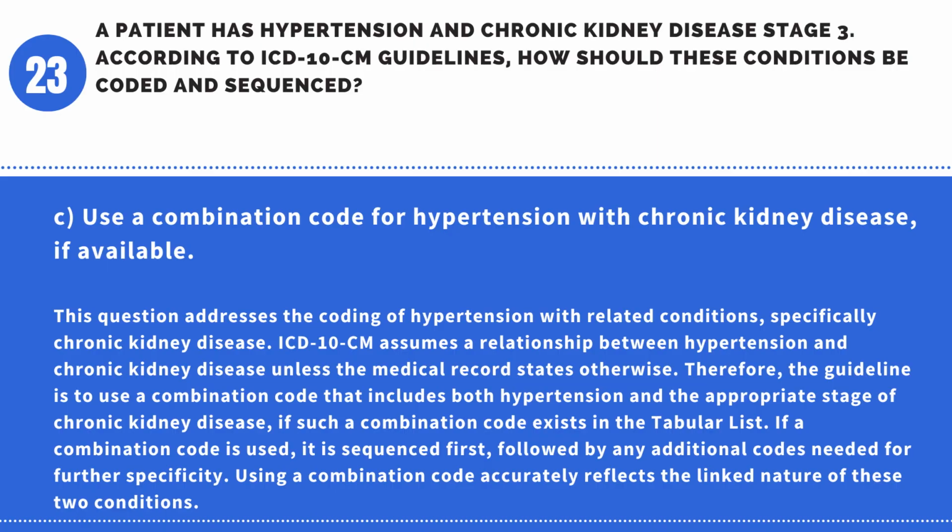If a combination code is used, it is sequenced first, followed by any additional codes needed for further specificity. Using a combination code accurately reflects the linked nature of these two conditions.